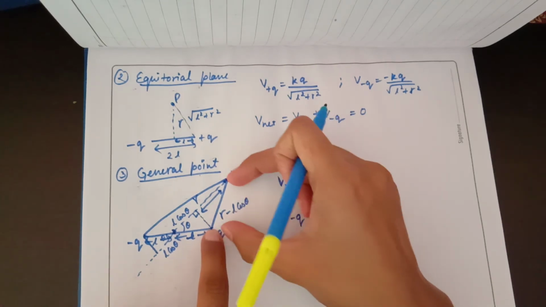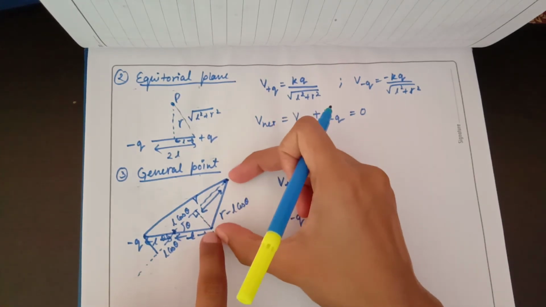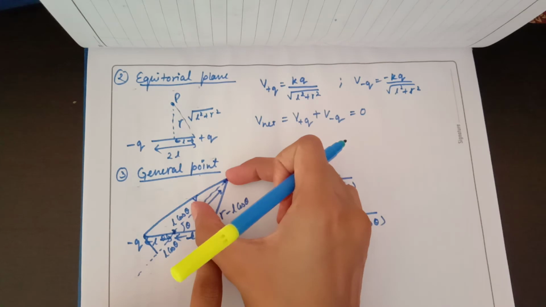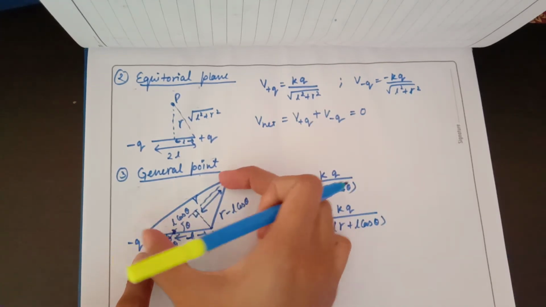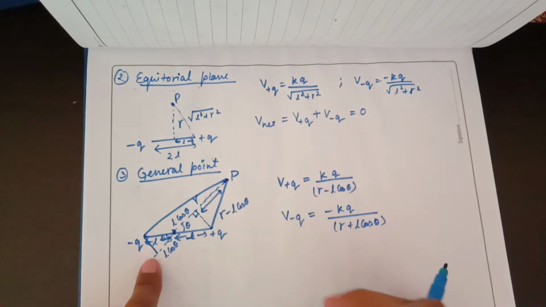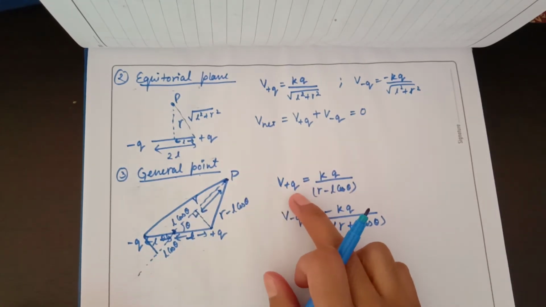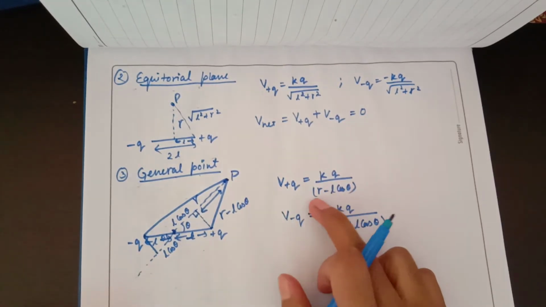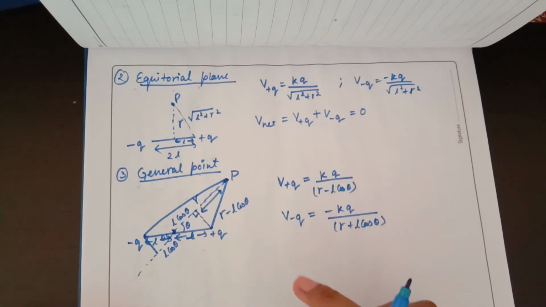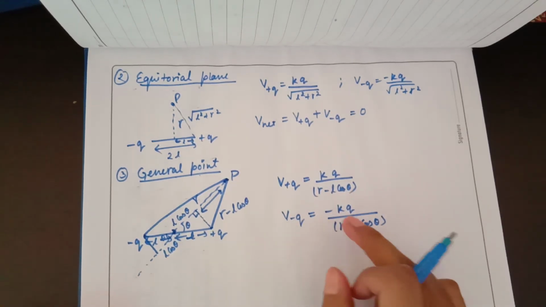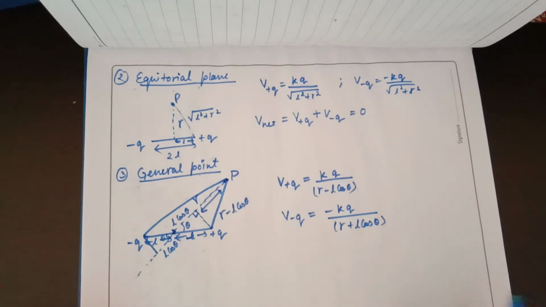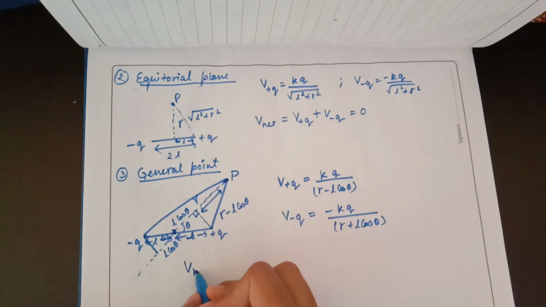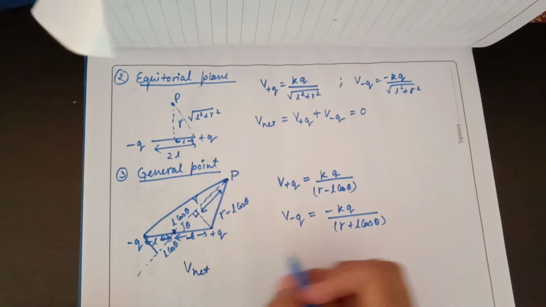This line, if you see this distance and this distance, these two are equal, and for this circle this distance and this distance should be equal. So V plus q will be equal to kq divided by r minus L cos theta, and V minus q will be equal to minus kq divided by r plus L cos theta. So again, to calculate the net potential, I will just add them.